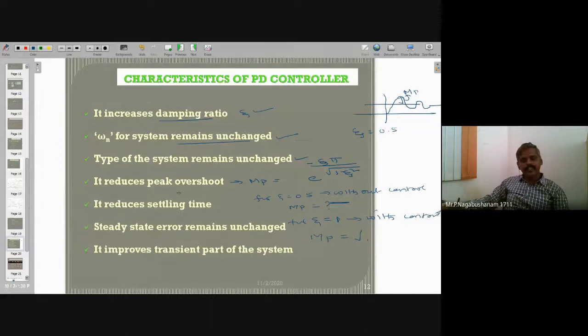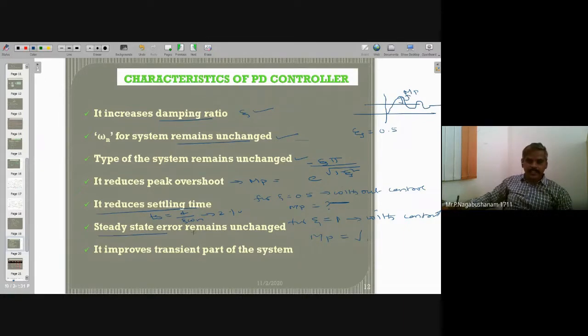If zeta is increasing, then the steady state response will not change, but the transient response is going to improve. The number of oscillations is decreasing, so we can take the reading without error. Next, the settling time is decreasing. Settling time Ts equals 4 by zeta omega n for 2% tolerance band. I explained this topic in time response. Zeta increasing, settling time decreasing.